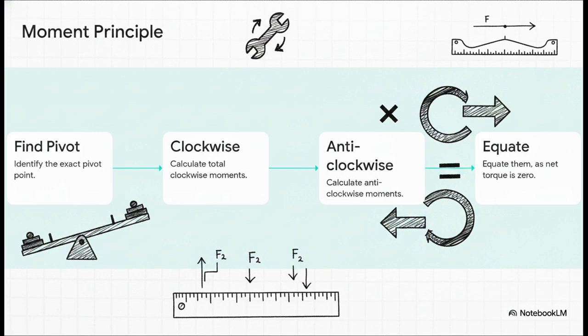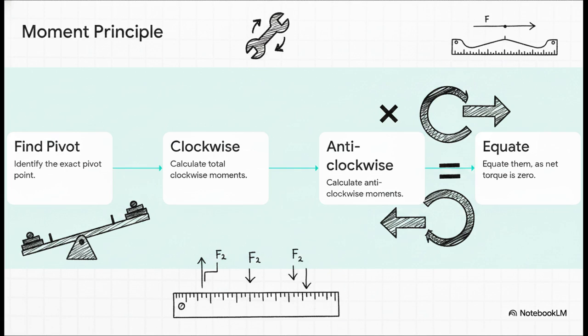When you get a numerical board question about, say, balancing a seesaw or a meter rule, you need to use the principle of moments. And here is your fail-proof step-by-step procedure to crush it. Step 1. Identify your exact pivot point. Step 2.